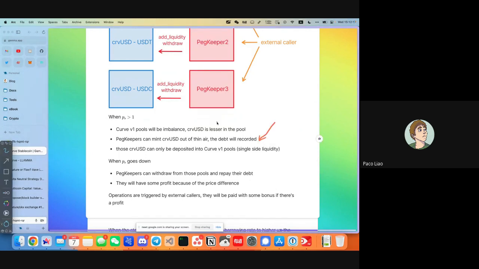As I said, maybe the peg keeper minted 200 Curve USD. When the price goes down, he'll need to withdraw from the pool. He will need to withdraw 200 Curve USD and repay this debt. So the minted Curve USD can only be added to the pool or removed from the pool. And because there is some price difference, he mints the Curve USD at a higher price and withdraws it at a lower price. There will be some profits.